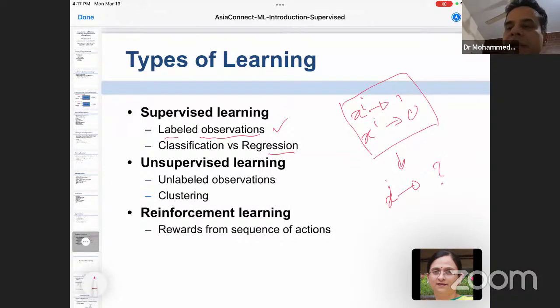And the unsupervised learning, this is not our topic today, but here the main difference is this is unlabeled observation. Unlabeled observation means you have lots of data, there is no label. For example, you have lots of news items. I don't know which category each news item falls into. So if you have lots of news items and you want to find different categories of news items, you can do clustering.